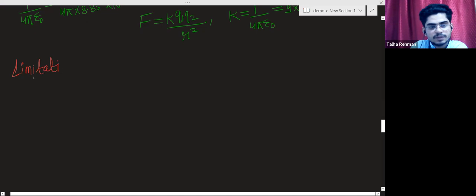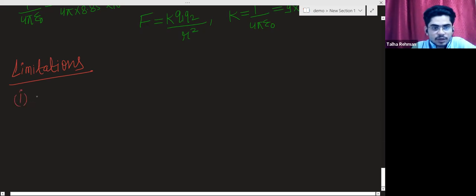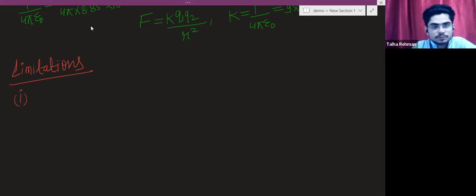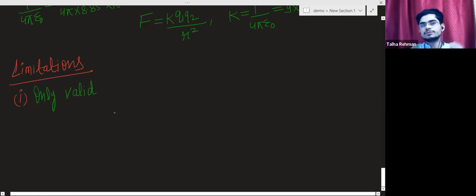You should say limitations. This formula is only valid. Only valid means we can only calculate the force with the help of this formula only for point charges.